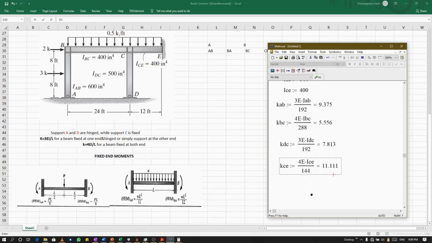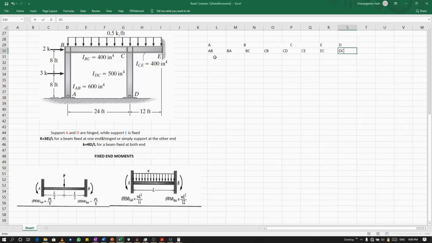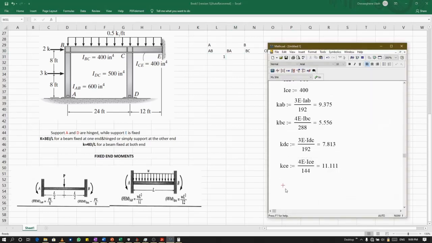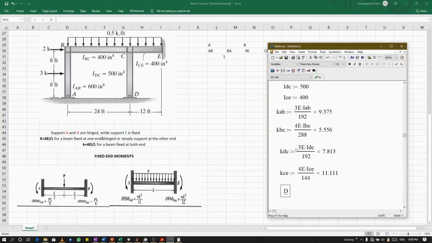So we've gotten our stiffness factors. The next thing we're going to do is get our distribution factors. Our distribution factor for a pin support is 1, so we'll come here and put 1. So for BA, we'll go back to our mass card and get our DF, distribution factor, let me use capital letter D, for BA.